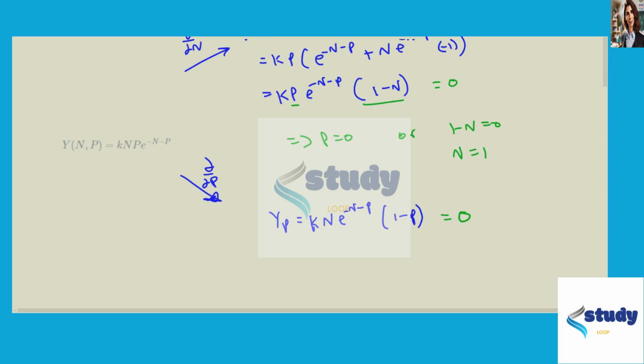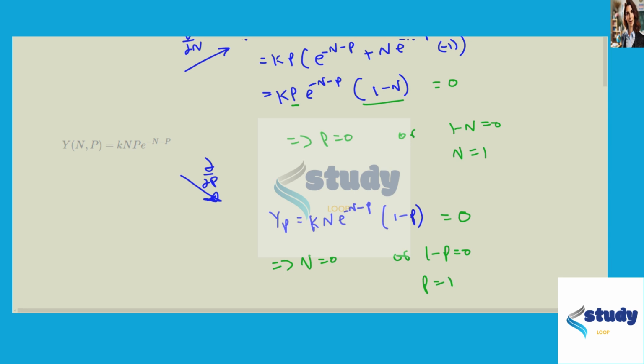So now we're going to go ahead and solve for this. So this implies that, so let's see. Oh yeah, either n is 0 or 1 minus p is 0, which gives us p is equal to 1.